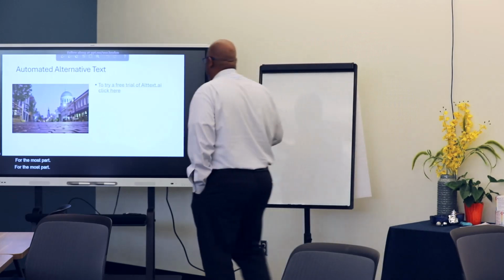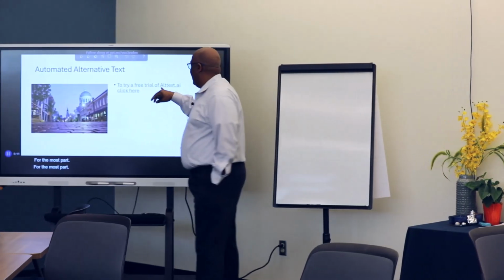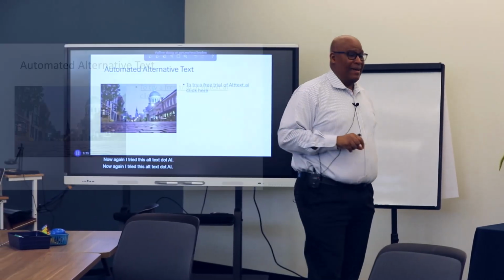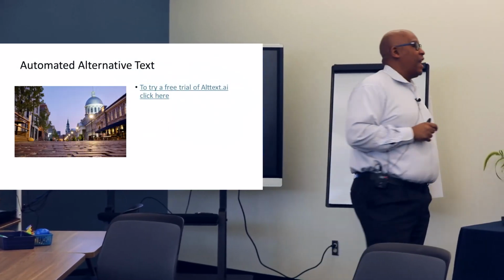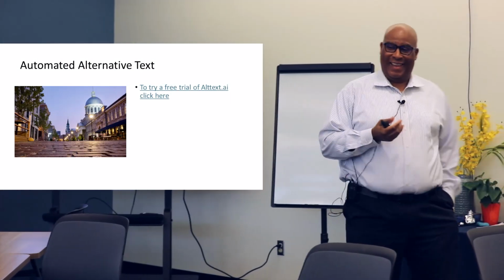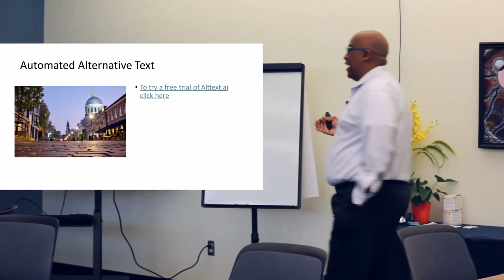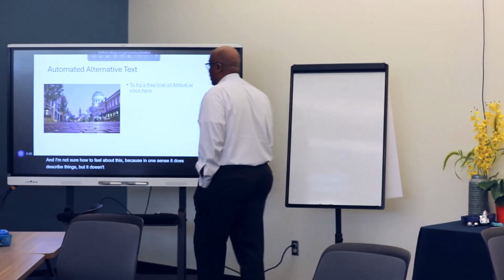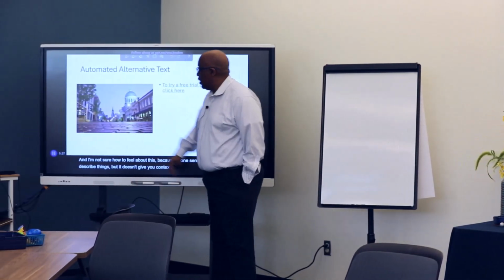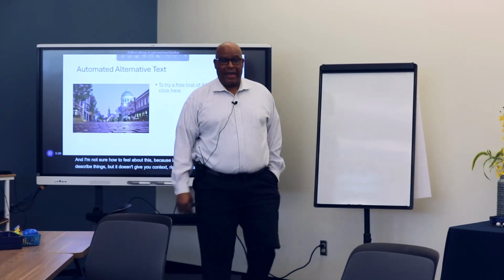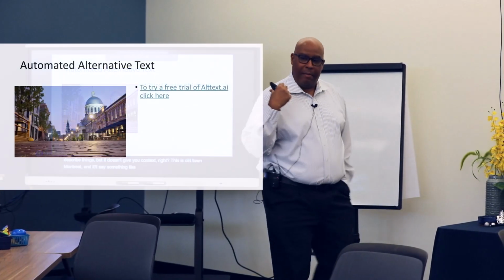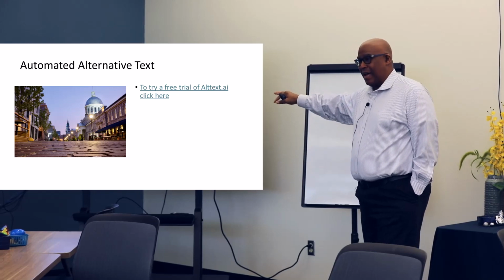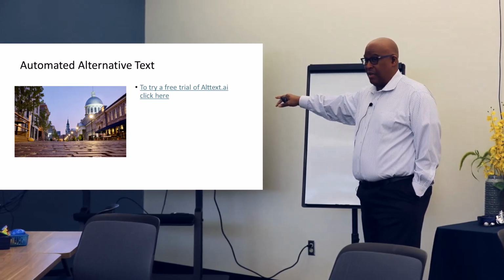Now, again, I've tried this alttext.ai, and I'm not sure how to feel about this. Because in one sense, it does describe things, but it doesn't give you context, right? This is Old Town Montreal, and it'll say something like, oh, that has cobbled streets and a dome in the back. And again, it's going to depend on the context of why that image is there.